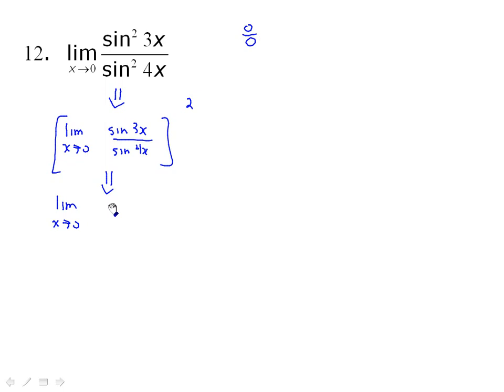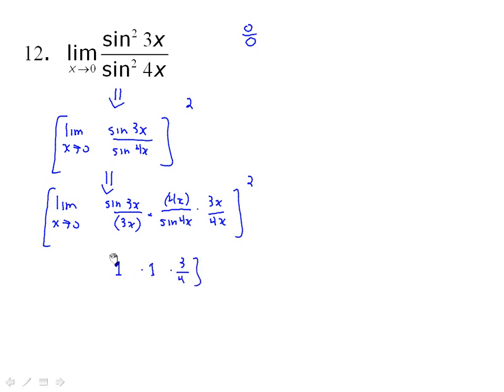So now we take this one, with sine 3x on top and sine 4x on the bottom. We introduce a 3x there, we introduce a 4x there, and then we are aware that we have to balance it with a 3x on top and a 4x on the bottom, and all this is squared. So we end up with 1 when we take the limit, times 1, times 3 over 4, all squared. So 3/4 squared is 9 over 16.